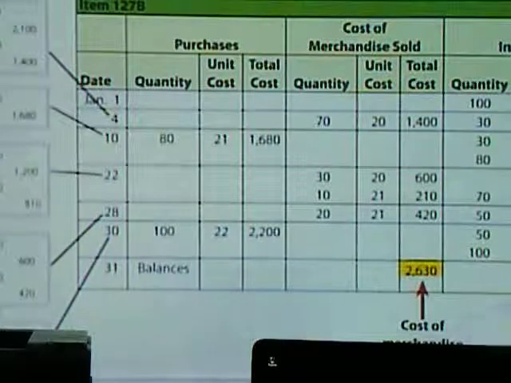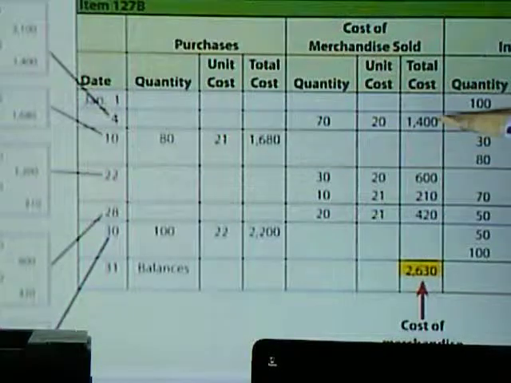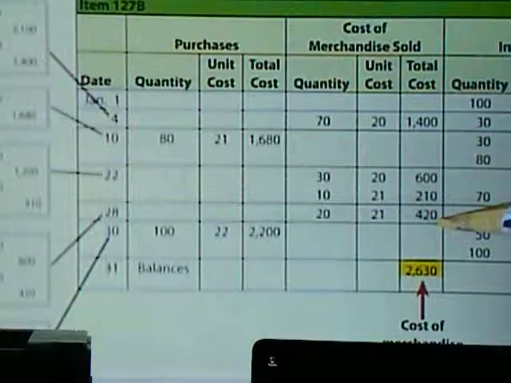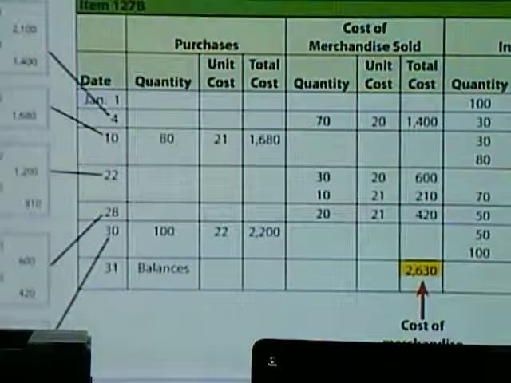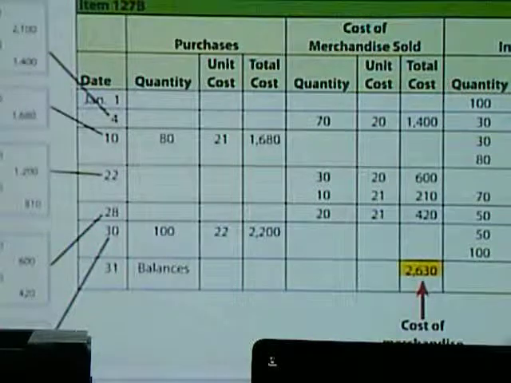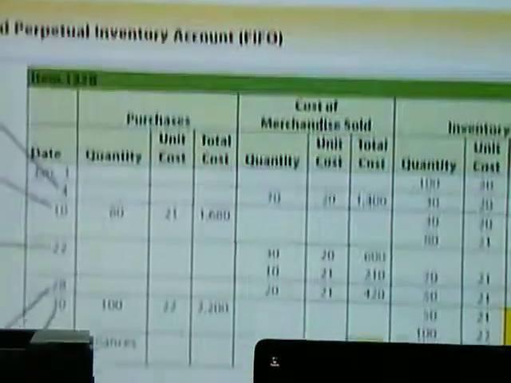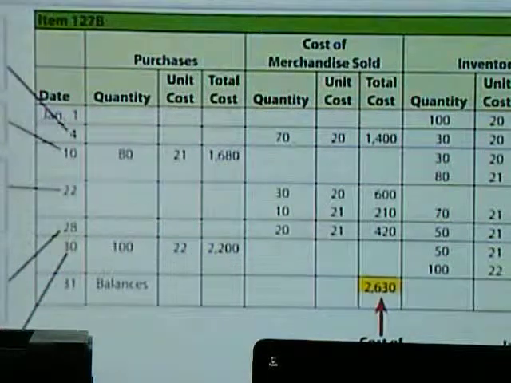And my cost of merchandise sold is gathered from this column here. $1,400, $600, $810, and $420 gives me a total of $2,630 for cost of merchandise sold. So for the whole month of January, the cost of merchandise sold is $2,630, and for the ending inventory for January 30th, we have ending inventory of $3,250, and you can see that in your books on page 316.